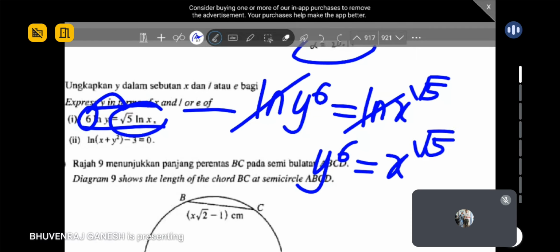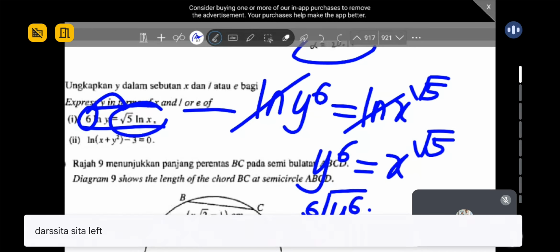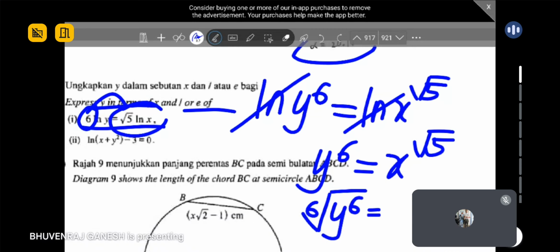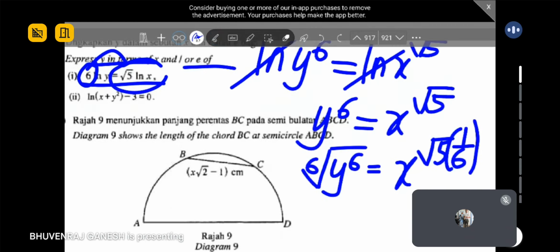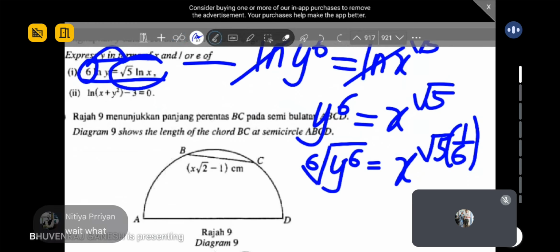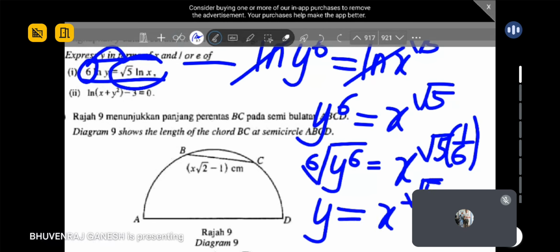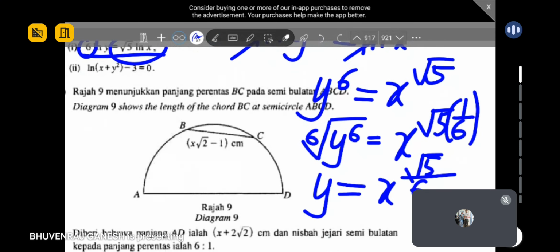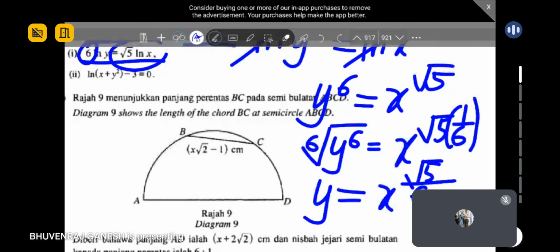They ask you express y in term of x. Ungkapkan y dalam sebutan x. So what I do? I take the 6 root. Saya ambil punca kuasa ke 6. So I just take this one times 1 over 6. You all see that, guys. Macam mana saya buat. So 6 and 6, cut, boleh potong, cancel. So you have y equal to x to the power of 5 over 6. Settle. That's all. This is your answer, guys.